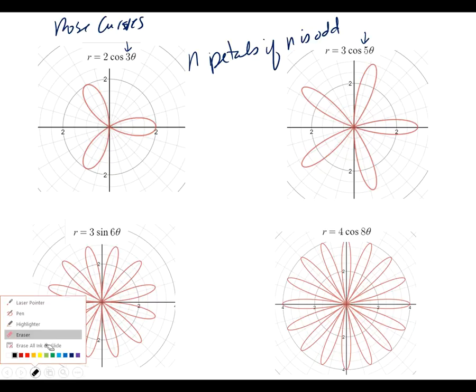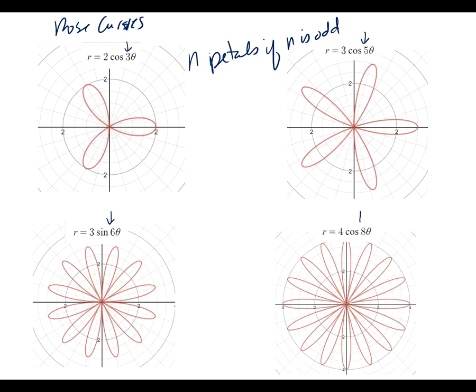Sorry, guys. Okay, now look at this number here. Is it the number of petals? It's double the number of petals. Okay, so it's 2n petals if n is even. So that's how you figure it out. You look at n is even, you see 2n petals. Right?